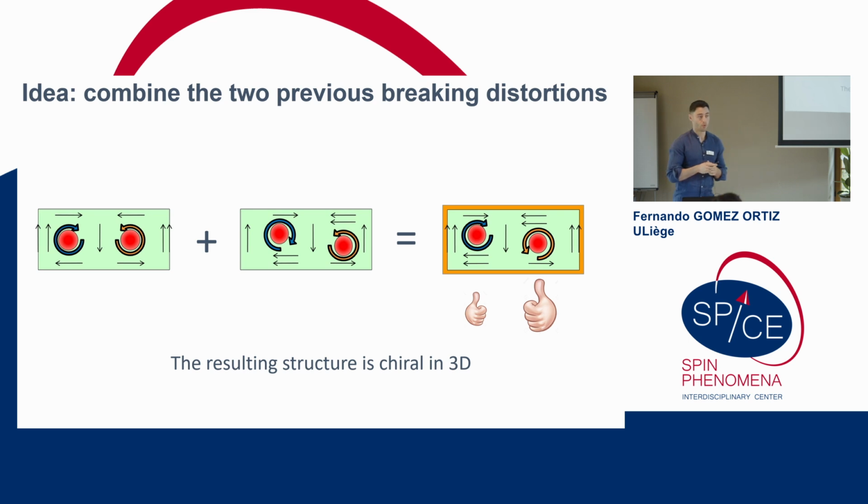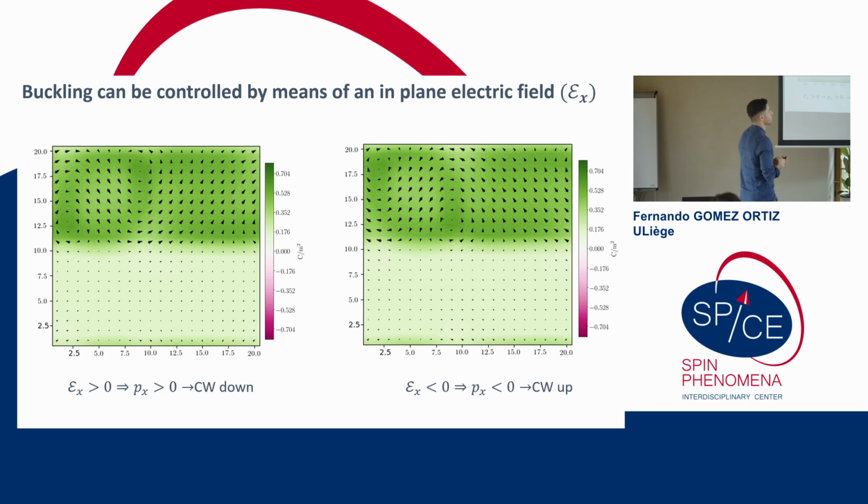The drawback is that the magnitude of this chirality is much lower than the one that I presented before, but the advantage is that it's controllable by means of an external electric field, particularly along x. If we apply a positive electric field, we will generate a positive polarization in plane, and we will oblige the clockwise vortex to be down here, as we can see. And the other way around, if the electric field is negative, the polarization would be negative, and the clockwise vortex will be up.